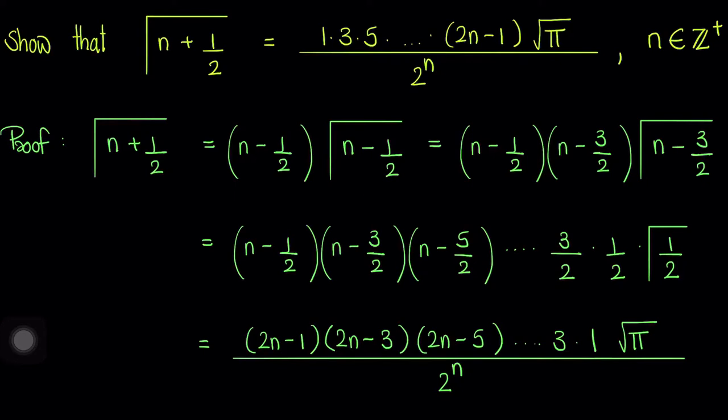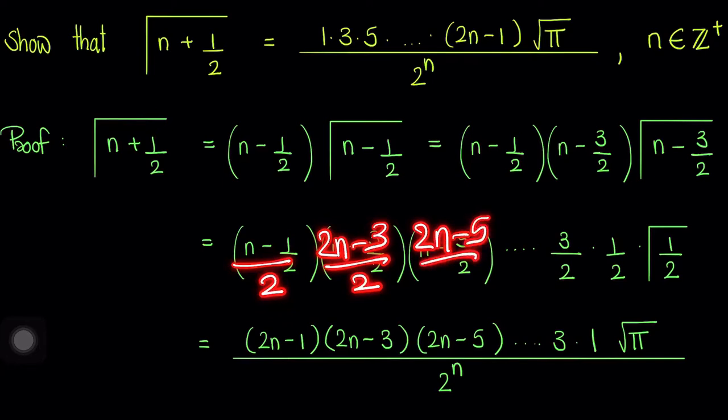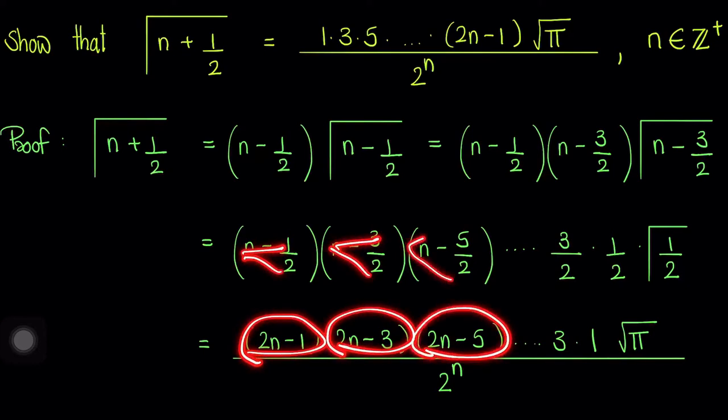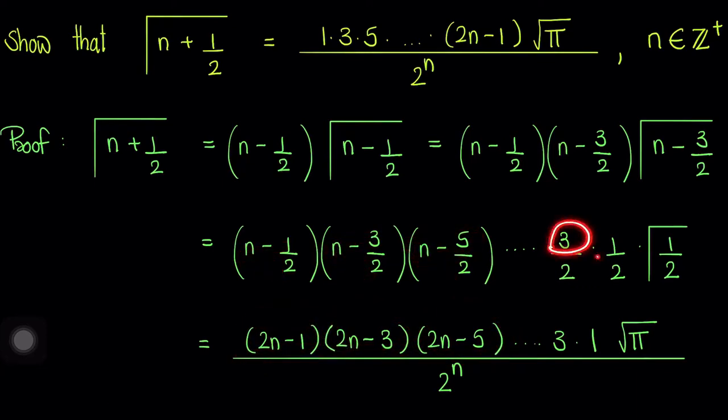Now if we multiply by 2 here, this term becomes (2n minus 1) divided by 2. This becomes (2n minus 3) divided by 2. This becomes (2n minus 5) divided by 2, and so on up to 3 by 2, 1 by 2, and this gamma 1 by 2 is square root of pi. So finally we have (2n minus 1)(2n minus 3)(2n minus 5) up to 3 into 1 divided by 2 raised to n.